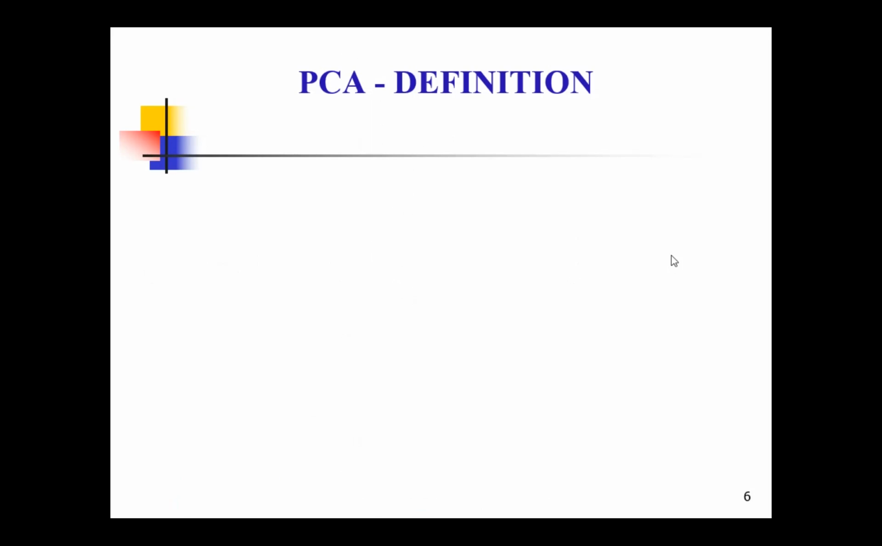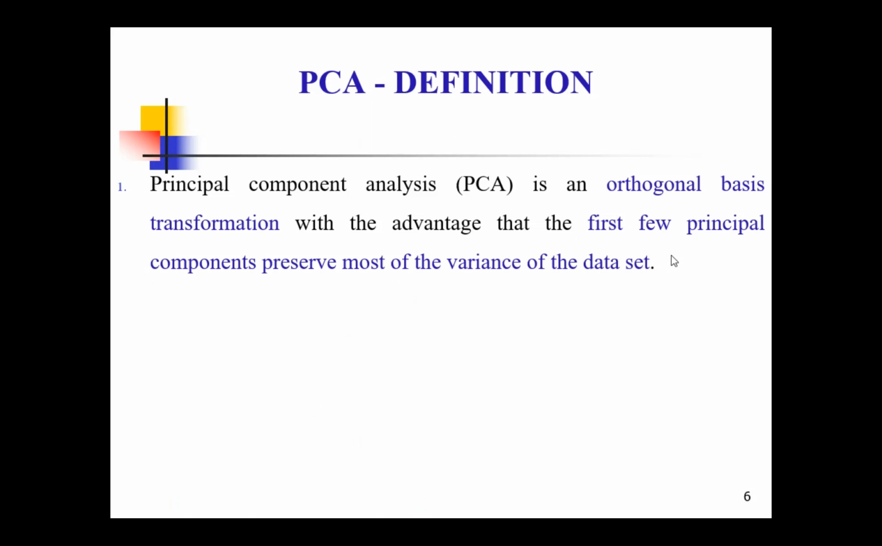Before going into detail on the history or why we need principal components, first we look at some definitions. Principal component analysis is an orthogonal basis transformation in which the first principal component preserves most of the variance that exists in the dataset. If I have three variables, then there exist three principal components. But among the three, the first principal component holds most of the variance among the datasets. So obviously we have to select the first principal component, because the variation is retained or preserved in it.